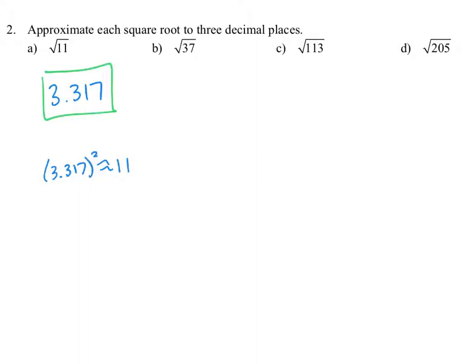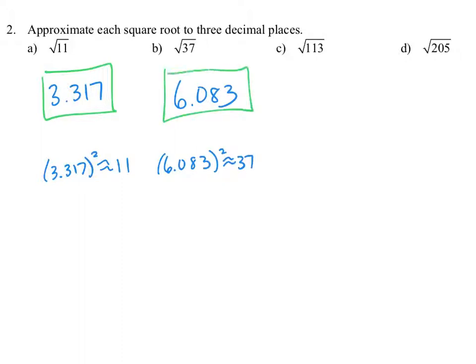Now the square root of 37, well, I know the square root of 36 is 6, so I know it should be something a little bit more than 6. And on the calculator, we see that it's 6.083. And you can check that by taking 6.083 and squaring it, and you should get something very close to 37. So our answer, square root of 37, is 6.083. The square root of 113 is 10.630. And again, you can check that by taking your 10.630 to the second power, and you should get something very close to 113. So our answer is 10.630.